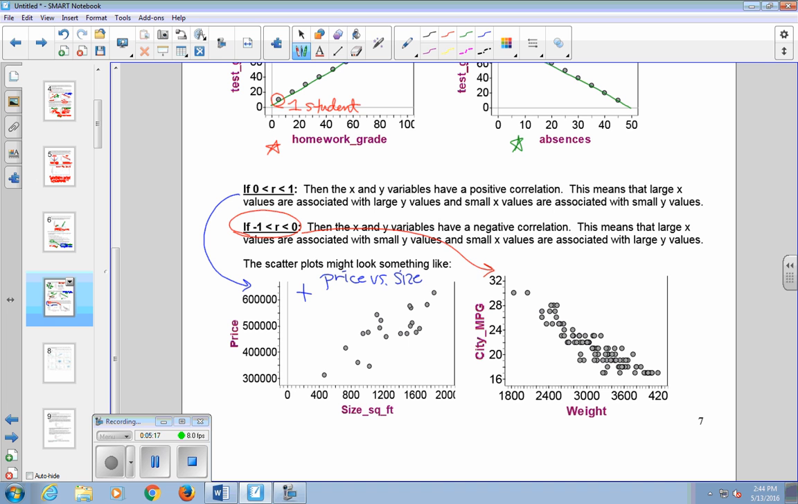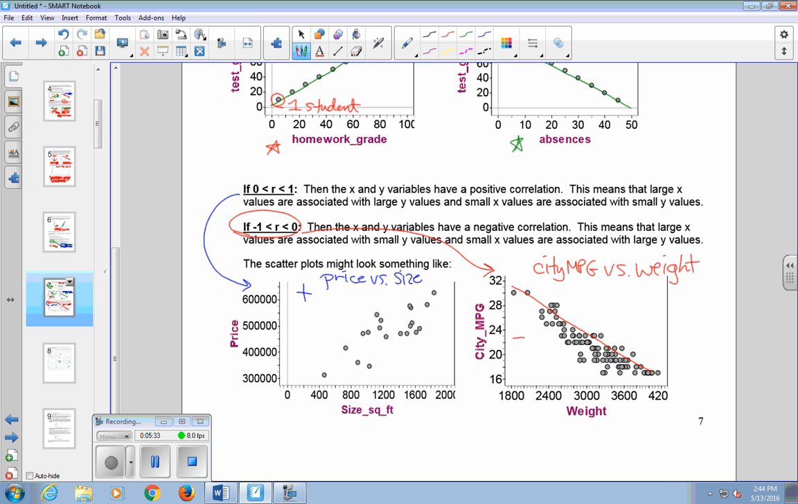And so note there's a downward trend here between city miles per gallon rating and weight. As we go left to right, we see that there's a downward trend. Again, there's a negative association.